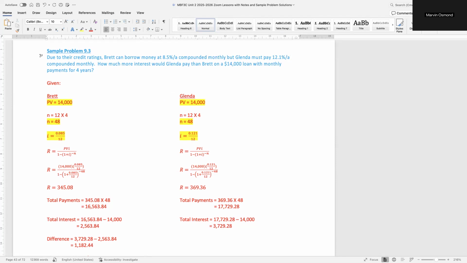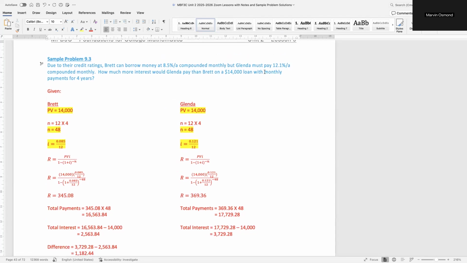So, how much more interest would Glenda pay than Brett on a $14,000 loan with monthly payments over 4 years? Monthly payments again means 12 payments per year. So we know that the present value we're starting with is going to be $14,000. We'll highlight that. The present value in each case is the same, they're both going to borrow the same amount of money.